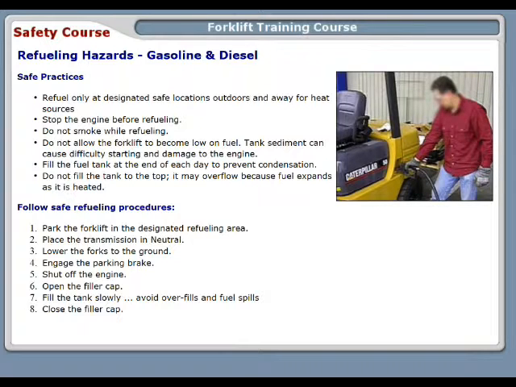Follow these safe refueling procedures. Park the forklift in a designated refueling area. Place the transmission in neutral. Lower the forks to the ground. Engage the parking brake. Shut off the engine. Open the filler cap. Fill the tank slowly. Avoid overfills and fuel spills. Then close the filler cap.